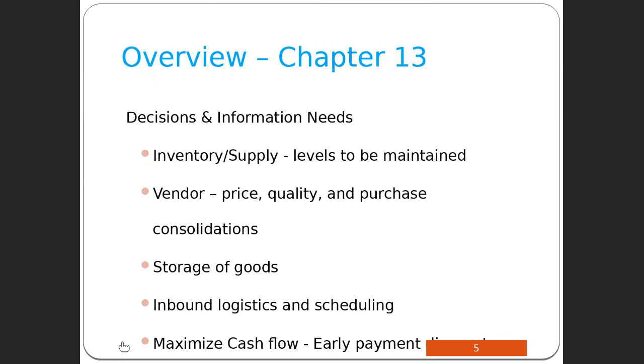And then the last decision you have to make here on this slide is maximizing cash flow by taking early payment discounts. You remember in your financial accounting class something like 2/10, n/30, which is you get 2% discount if you pay within 10 days, and you get to pay the net amount if you pay within 30 days.